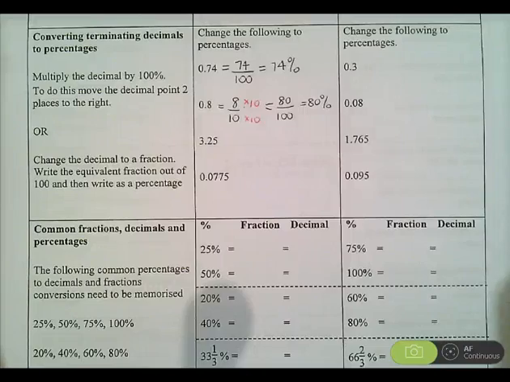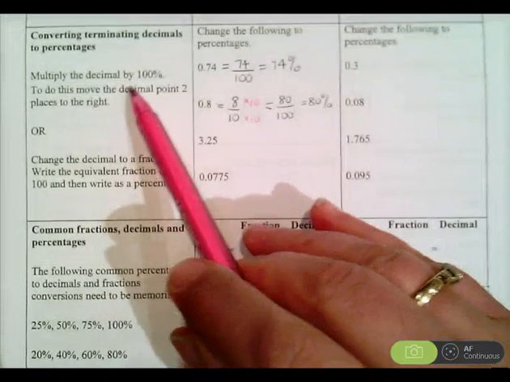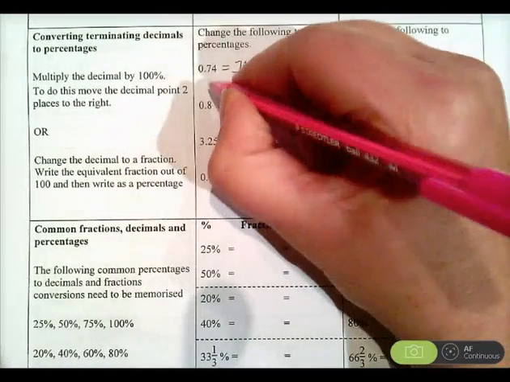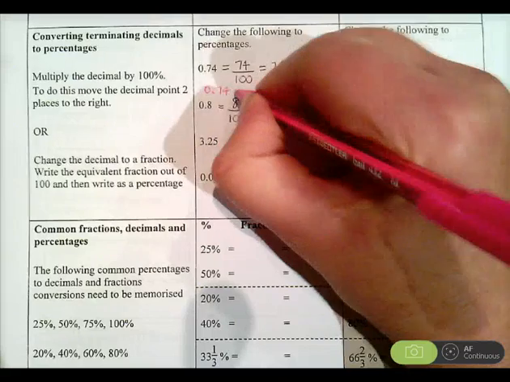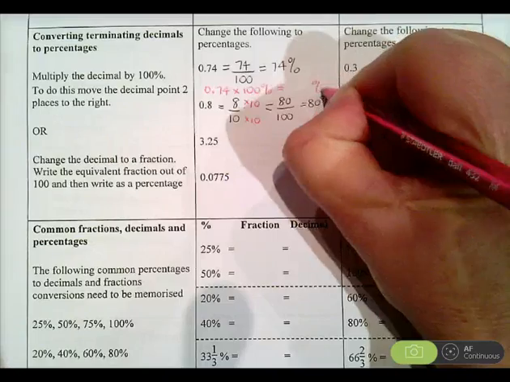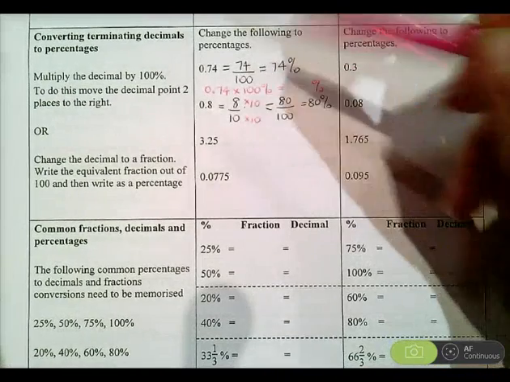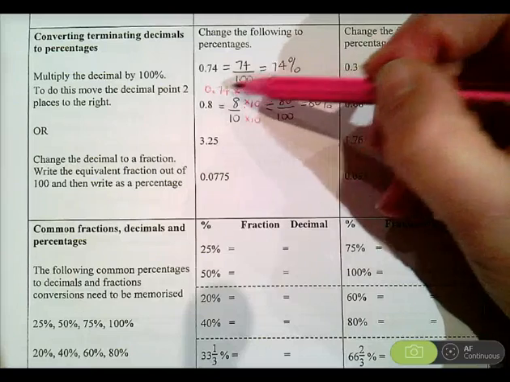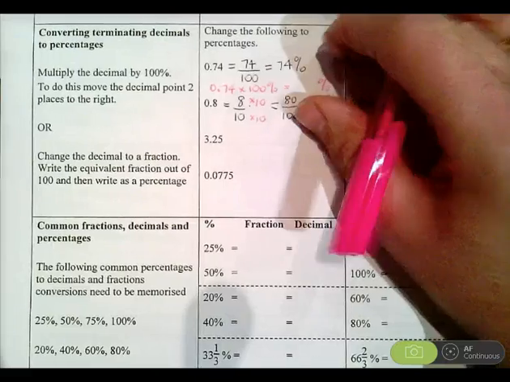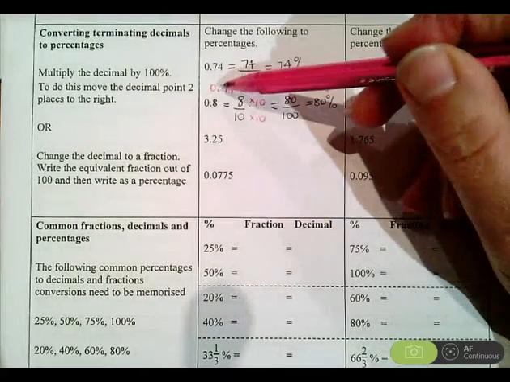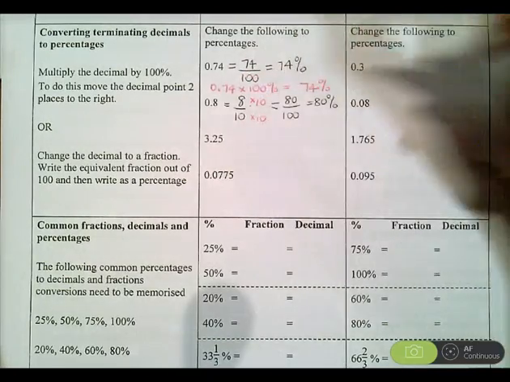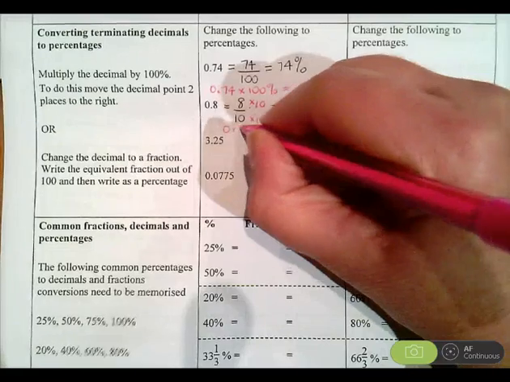The first method here, which can be used to actually change decimals or fractions to percentages, is just to multiply this number here by 100%. So I've got 0.74 and I just times it by 100%. But what I do, I don't put the percentage into my calculator, or I don't use it in my calculation. I just go 0.74 times 100. Now the decimal point is before the 7. So if you want to do 0.74 times 100, you just move the decimal point 2 places to the right and you get 74%. Same with the next question, 0.8.